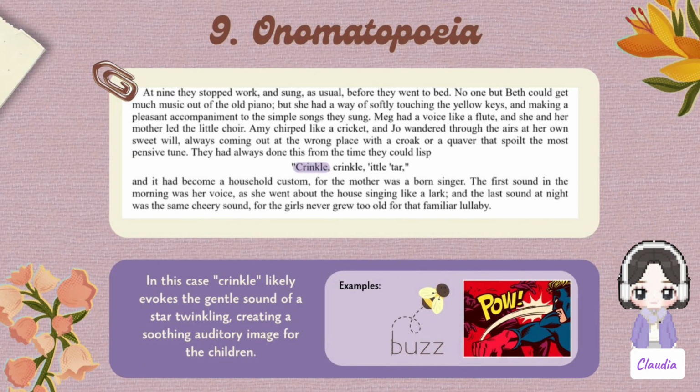An onomatopoeia is a word that imitates the sound it represents. Little Women uses the word crinkle, which likely evokes the gentle sound of a star twinkling, creating a soothing auditory image for the children. Other examples are buzz, used to make a continuous low sound like a bee, and pow, used to express the sound of an explosion or somebody hitting someone else.